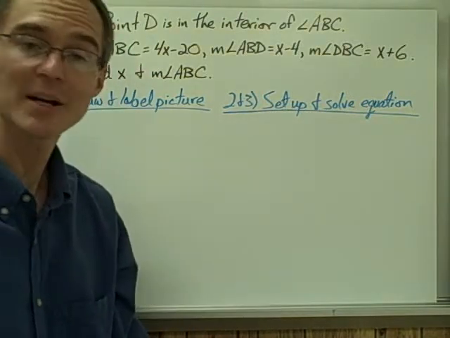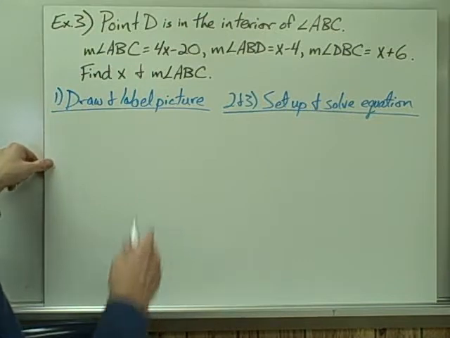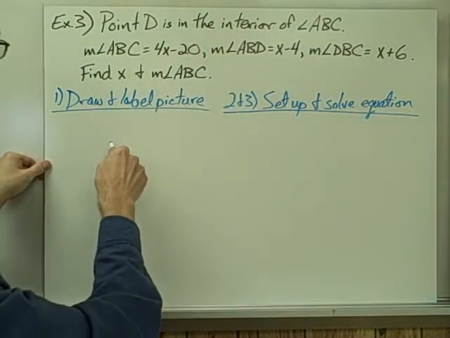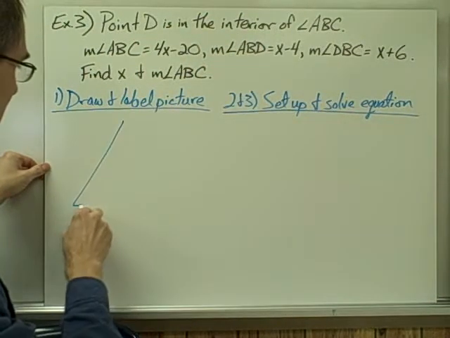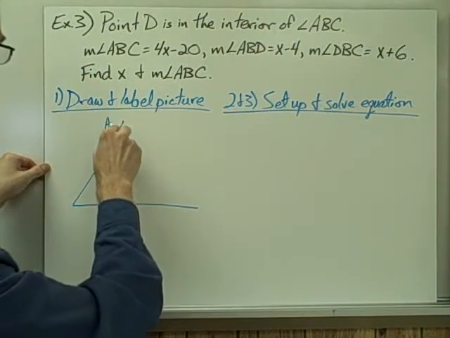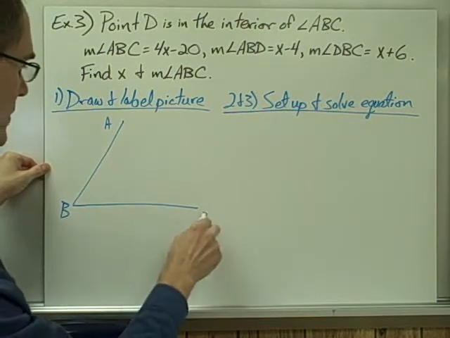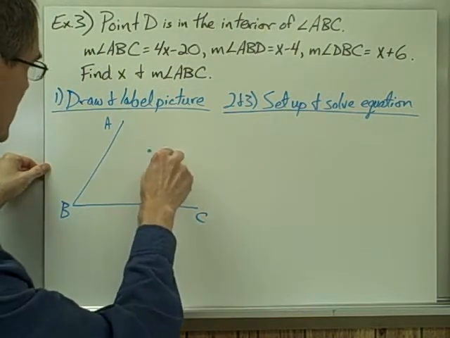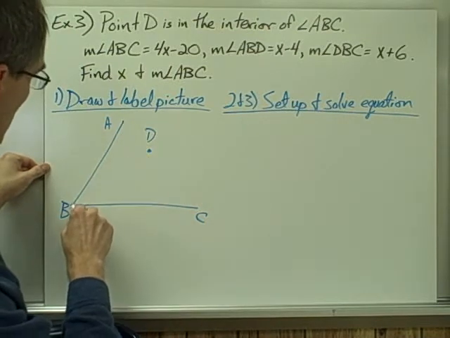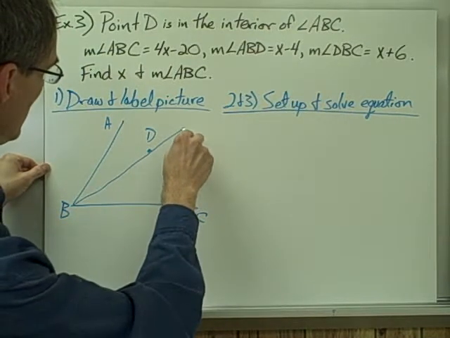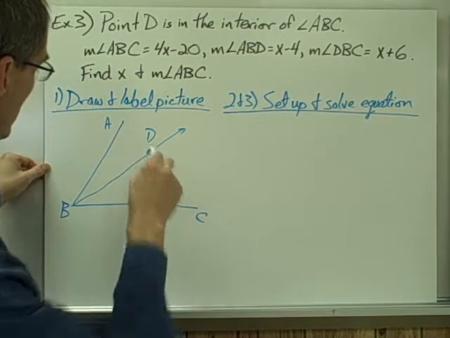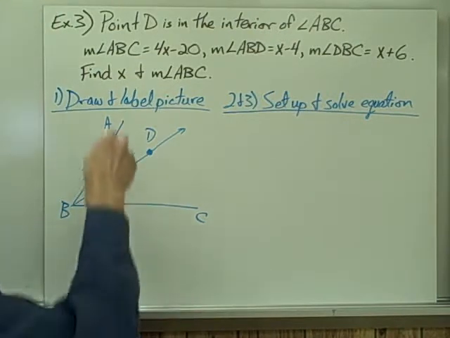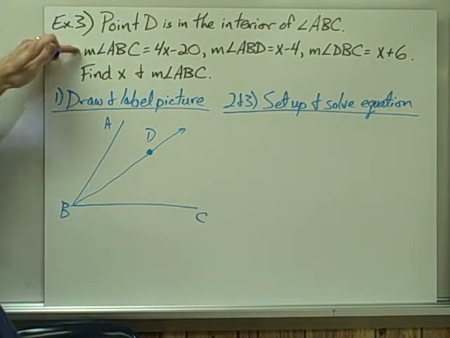All right, so I'm going to start out by drawing and labeling a picture. Point D is in the interior of angle ABC. So this is going to look like the picture I just had. So I'll just make one. Here's ABC and here's point D. I'm going to go ahead and draw my ray here through my point because I know I'm talking about angles here. So I drew my picture.